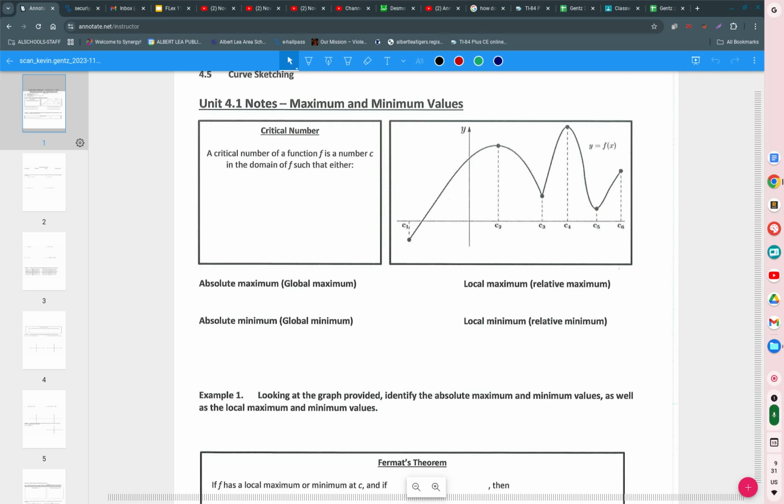But here we want to apply our derivatives to maximum and minimum values, and specifically critical numbers. A critical number of a function f is a number c in the domain of f such that either f prime of c is equal to 0 or f prime of c does not exist.